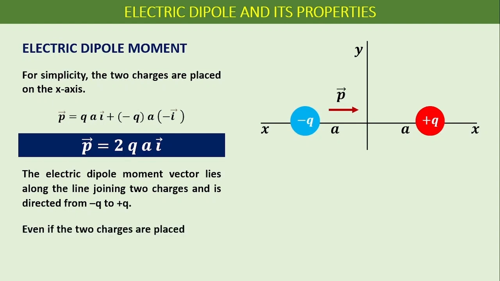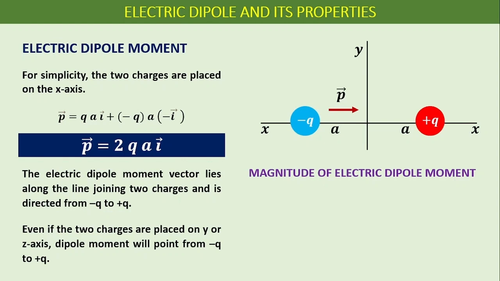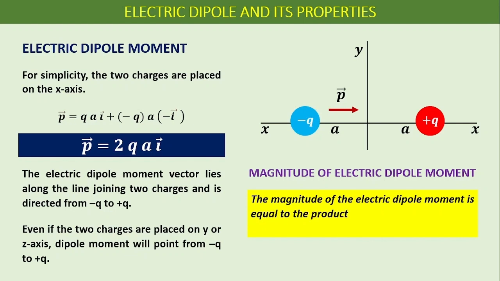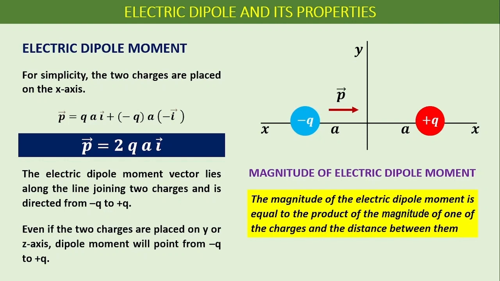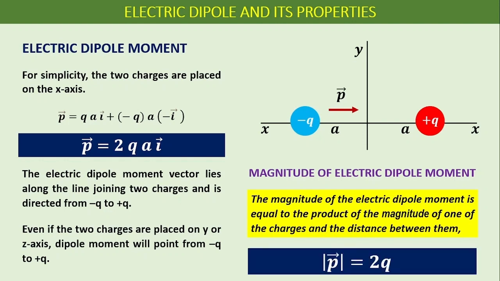Even if the two charges are placed on the y-axis or x-axis, the dipole moment will always point from minus q to plus q. That is why instead of saying i cap, j cap or k cap, we represent it as p cap. Magnitude of electric dipole moment. The magnitude of electric dipole moment is equal to the product of the magnitude of one of the charges and the distance between them. Mathematically, modulus of p vector equals 2qa.